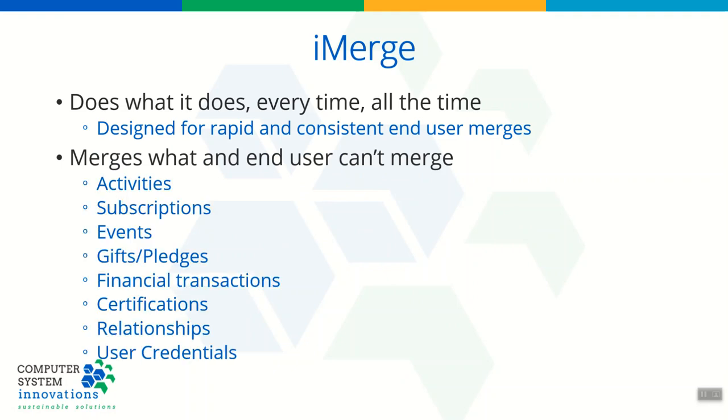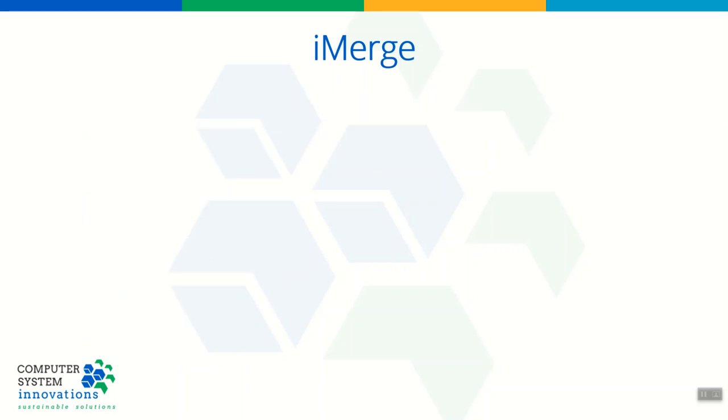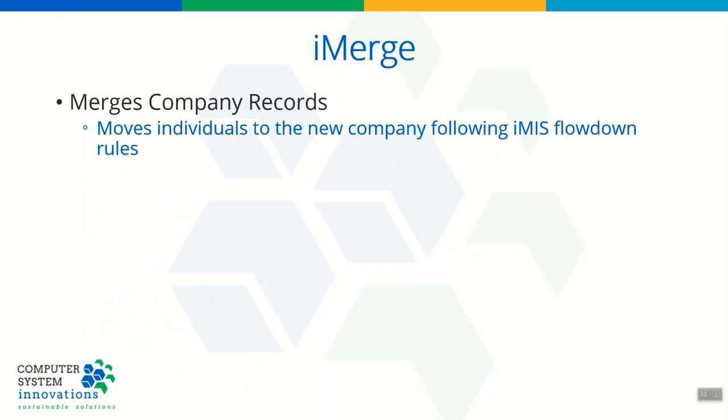That'd be activities, subscriptions, events, financial information, foundation, gifts and pledges, certifications, relationships, and even user credentials. These are things that as an end user in iMess, they're very difficult to move around. It also can merge company records.